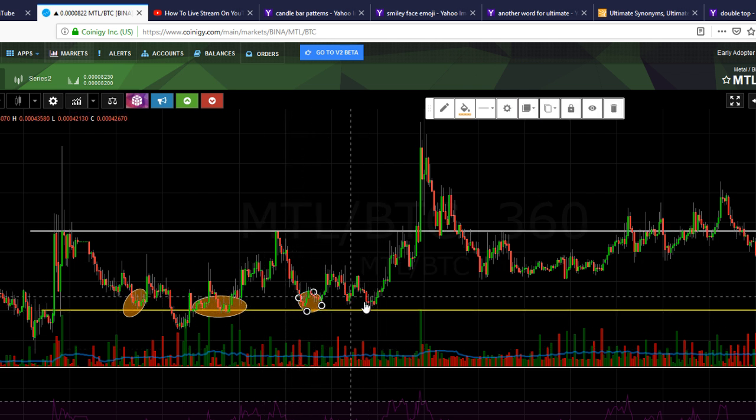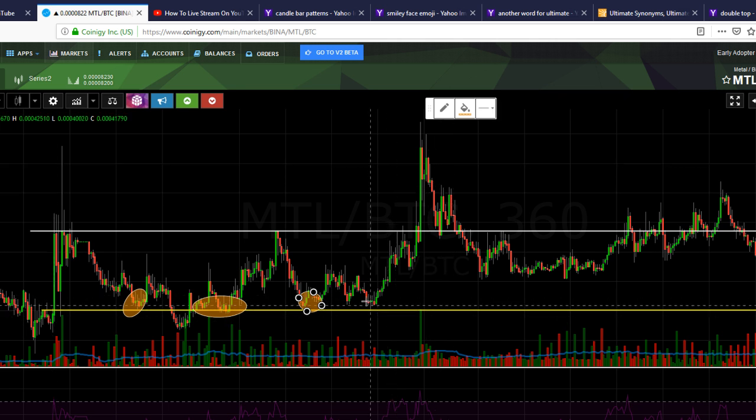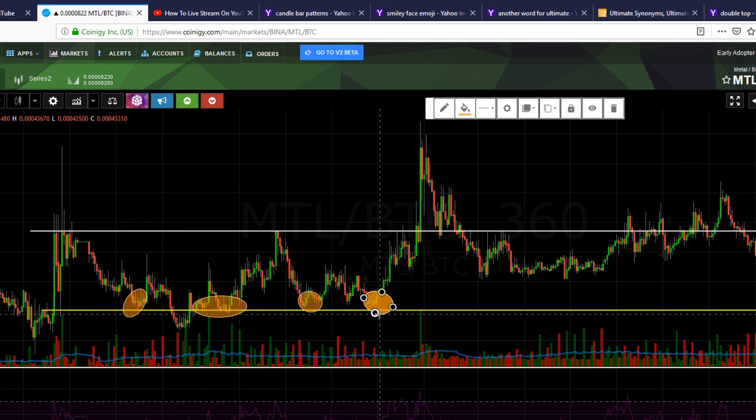This is the third time. And on the fourth time that we retested the support line, guess what? To me, it is very common that things happen in the market in 3s and 4s. Other people have their own thing, but I look for 3s and 4s. So watching this, this is a buy zone to me, and this is a buy zone to me.